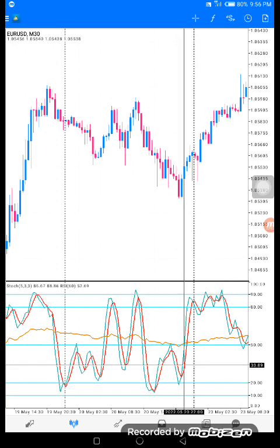This is another crossover here. Note the RSI is above level 50 here. So this is a crossover. This is an entry point for you. Yes, this is another entry point for you to make a profit.